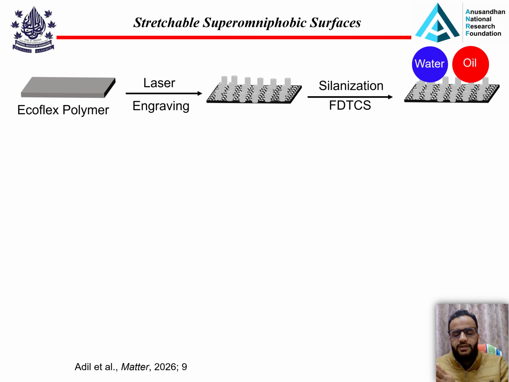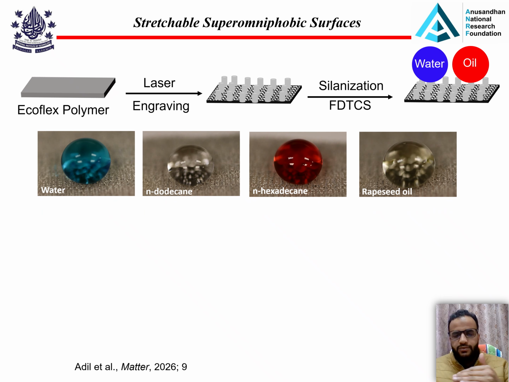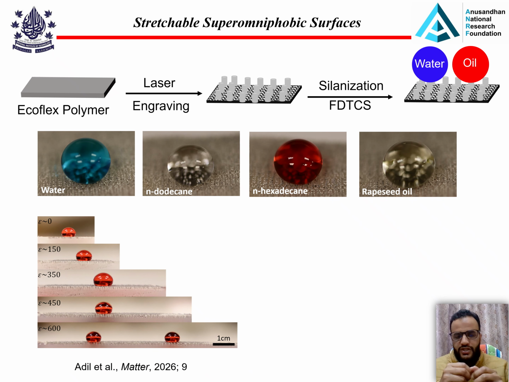fluorinated alkyl silane. As I mentioned, fluorinated silanes or fluorinated chemicals are used for designing super omniphobic surfaces. There is not any method yet which uses other hydrocarbon materials for designing super omniphobic surfaces. So we expose this to fluorinated silane to design water and oil repellent surfaces. As we can see on these surfaces, when we put water and different oils, all of these liquids can be repelled. Even these liquids can be repelled when we stretch the substrate up to 600% from its initial position.